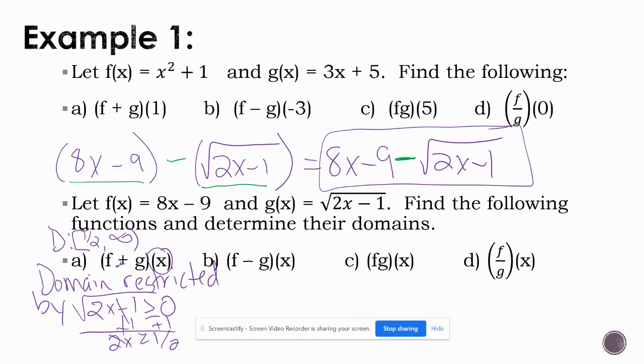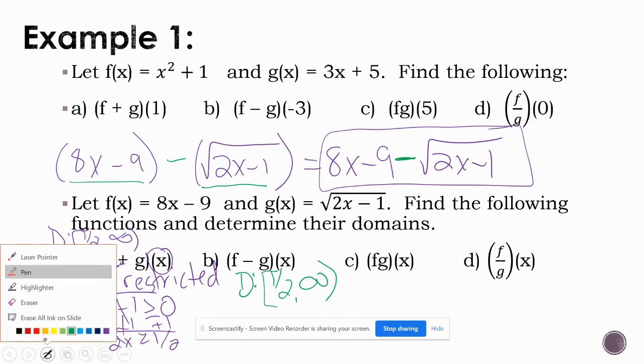For our domain on letter B, it is still restricted by that radical. And we've already solved for how that radical changes our domain. And it says, well, I can start my graph at positive 1/2. So 1/2 in a bracket to infinity in parentheses. For C, it's asking us to multiply.